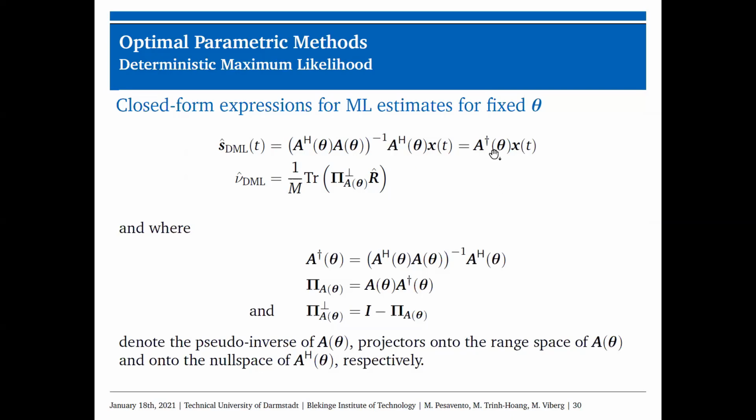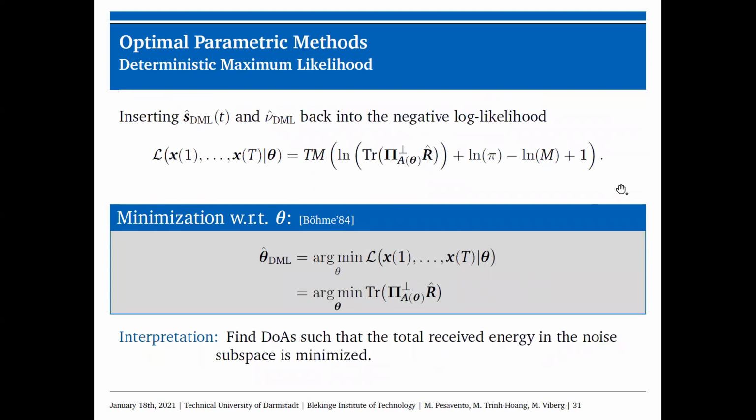Here A dagger is the Moore-Penrose pseudoinverse, and the P A perp and the P A are shown here. P sub A is the projection matrix onto the range space of A, and P A perp is the projection matrix onto its orthogonal complement. So plugging these explicit estimates back into the likelihood function gives us this concentrated negative log likelihood function. Therefore, the DOA estimates can be computed like this by minimizing this quantity.